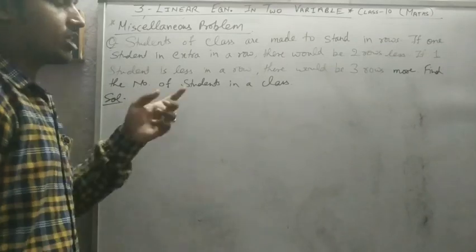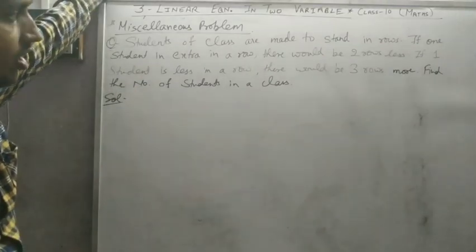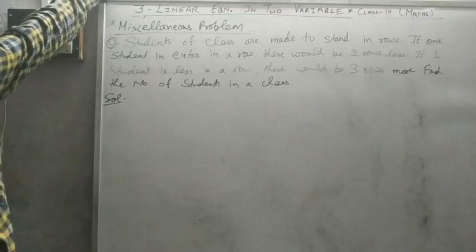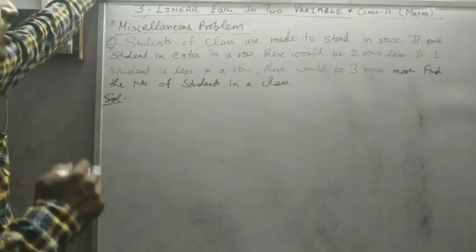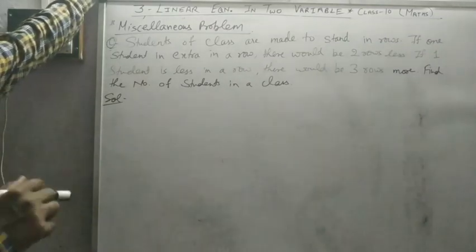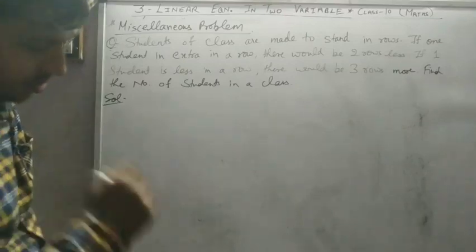See, one more miscellaneous problem. Students of a class are made to stand in rows. If one student is extra in a row, there would be 2 rows less. If one student is less in a row, there would be 3 rows more. Find the number of students in the class. We suppose that students are making this row है, ऐसे student खड़े हैं.